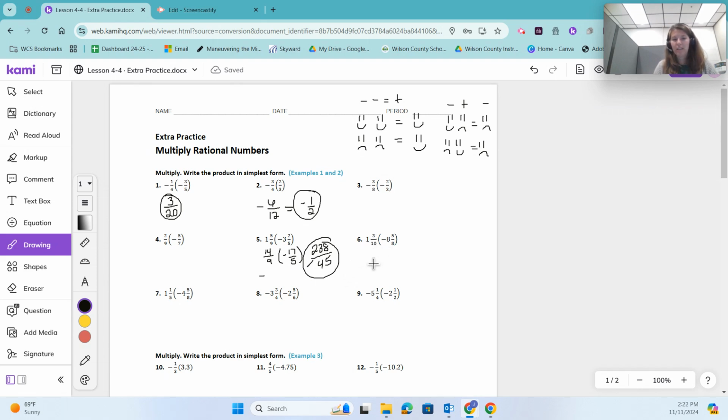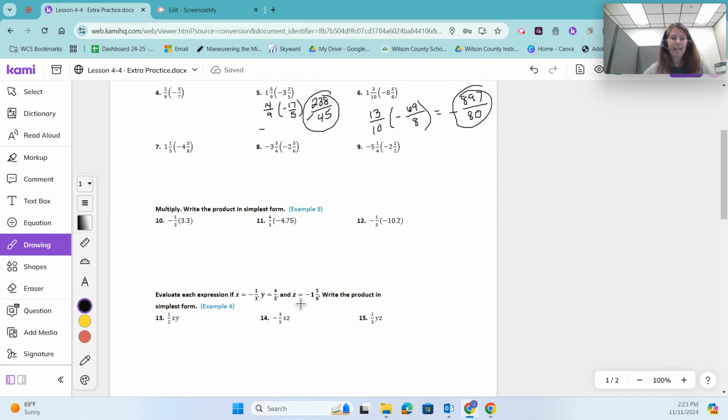Okay, again, same thing here. 1 3/10. 1 times 10 is 10, plus 3 is 13/10 times negative 8 5/8. 8 times 8 is 64, plus 5 is 69/8. Negative times a positive is a negative. Okay, we get 13 times 69 equals 897. 10 times 8 is 80. And that is your solution. Okay, I'll let you try a couple of those on your own down below. You may use a calculator to help you with your multiplication and your conversions there.